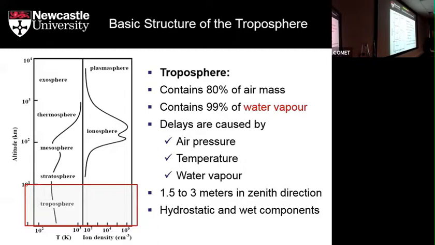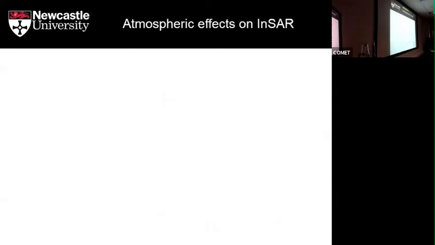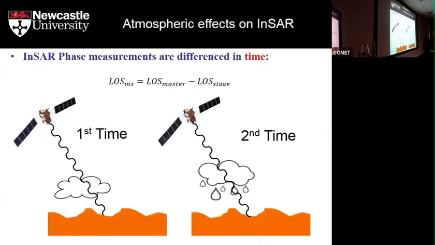So what are the atmospheric effects on InSAR measurement? Firstly, we should know that InSAR measurements are differences in time. So the phase measurement is actually a difference phase between the master date and the slave date. If these 2 dates have an identical troposphere, there will be no atmospheric delays in your interferogram. But if the master date has a very quiet troposphere, but the slave date has very extreme weather conditions such as rainfall or storm, there will be a very serious tropospheric effect on the interferogram.